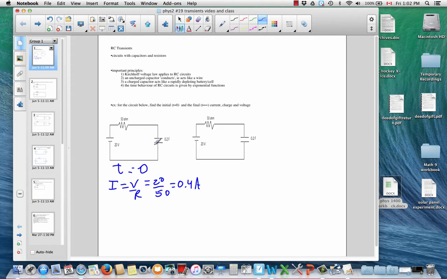Now, there will be no charge on the capacitor at the beginning, and there will be no capacitor voltage. All of the voltage will be lost across the resistor. So the resistor voltage will be 20 volts.